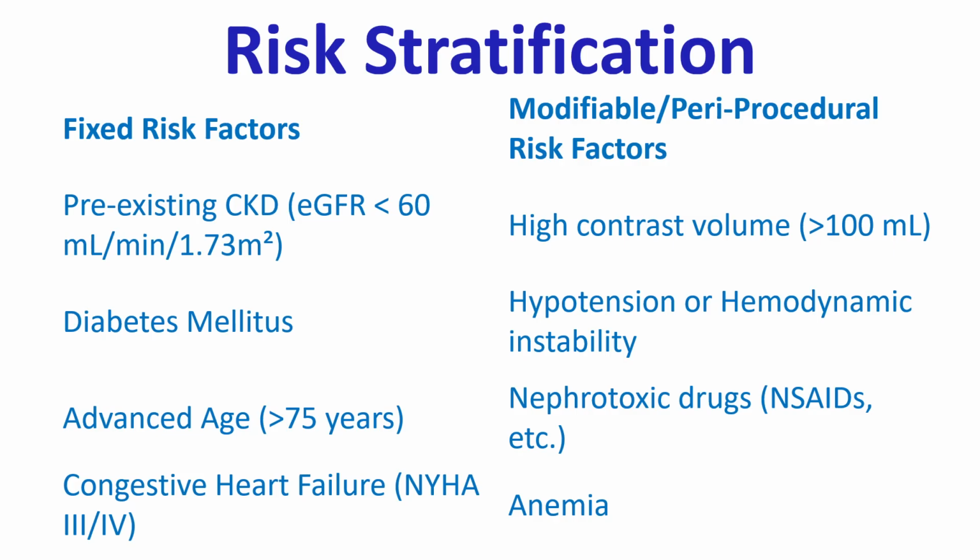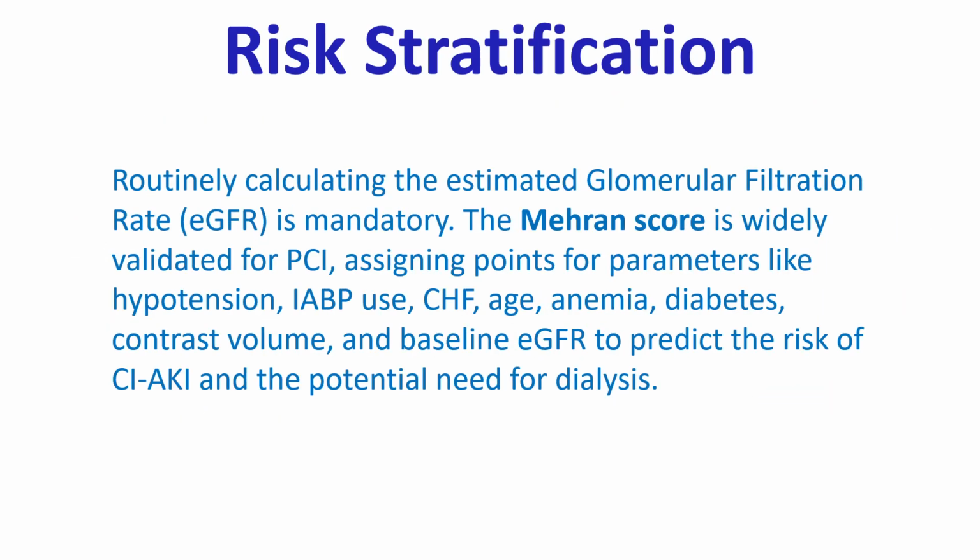Modifiable peri-procedural risk factors. High contrast volume, more than 100 ml. Hypotension or hemodynamic instability. Nephrotoxic drugs, NSAIDs, etc. Anemia. Routinely calculating the estimated glomerular filtration rate is mandatory.